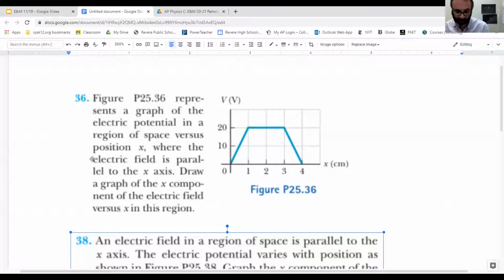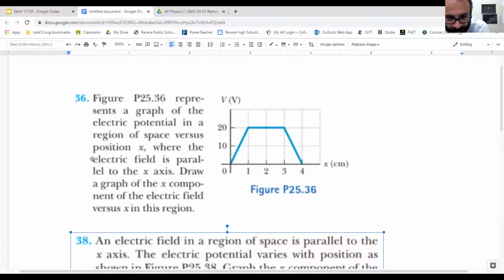Looking at a graph, how do we know what the derivative is? Slope. Slope, right. So if we look at the first region, what's the slope from 0 to 1 centimeter? 20. Yeah, 20 volts per centimeter.